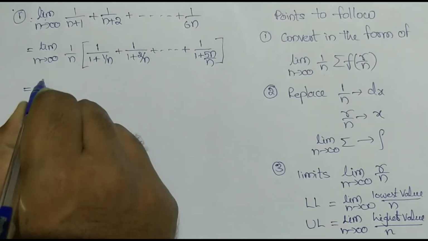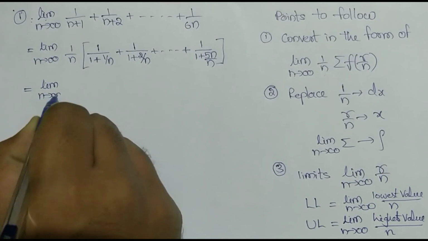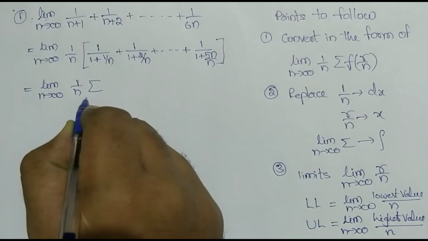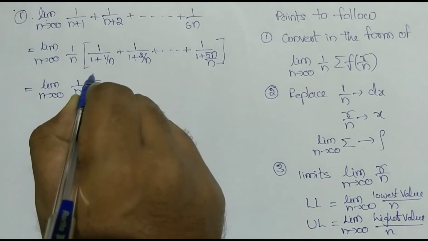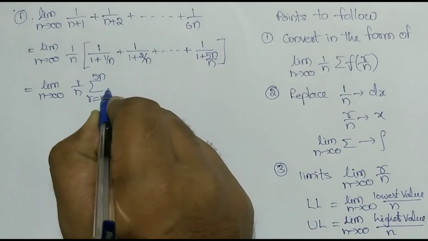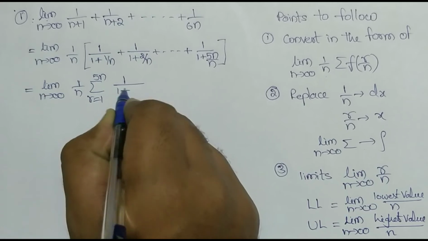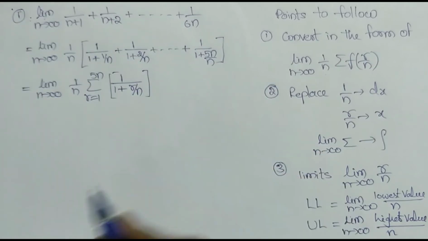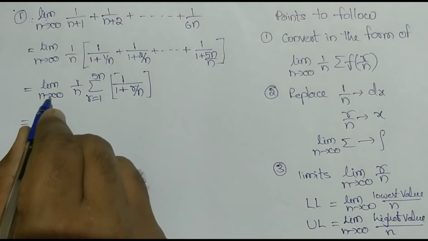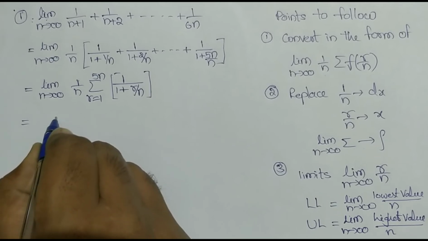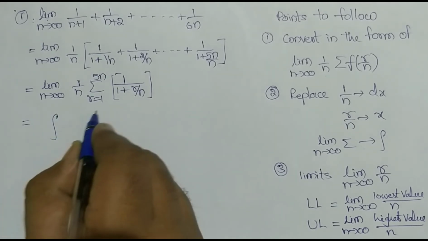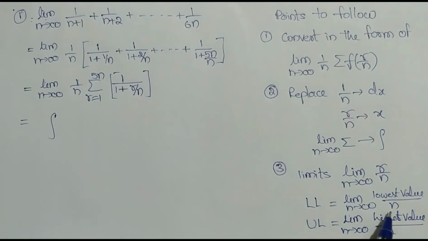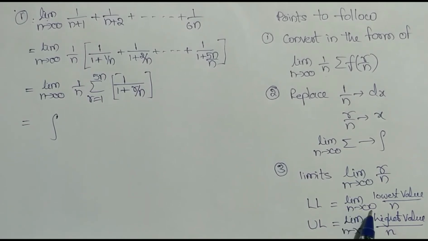So the problem will be converted to limit n tends to infinity, 1 upon n, sigma r equal to 1 to 5n, 1 upon 1 plus r by n. Now limit n tends to infinity and sigma is denoted by the integration symbol. R is varying from 1 to 5n.